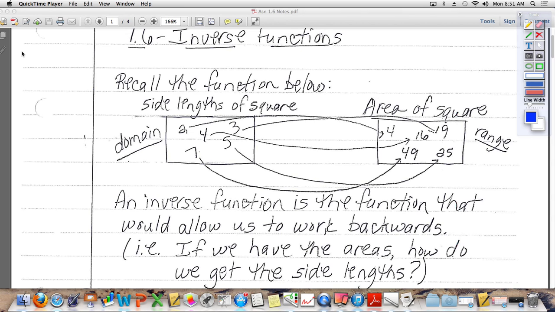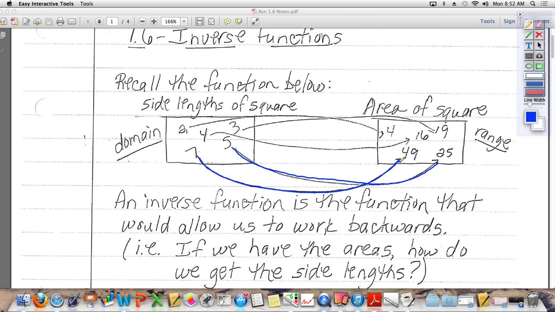So if a square has a side length of 3, you square it, you get an area of 9. If you have a side length of 5, you square it, you get 25. If you have a side length of 7, you get 49. So what we're going to do today is talk about how do we work backwards? What if you had the area of the square and you wanted to work backwards to figure out what's the side length of the square?